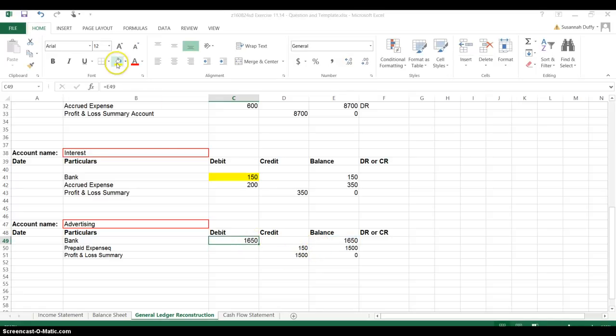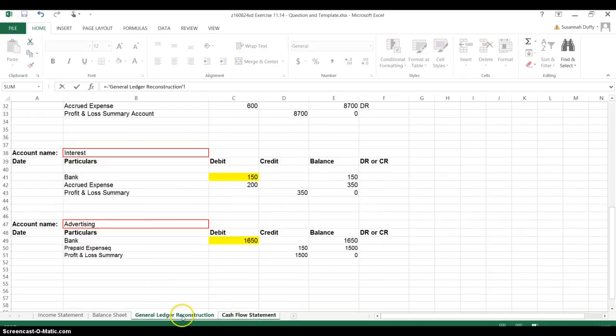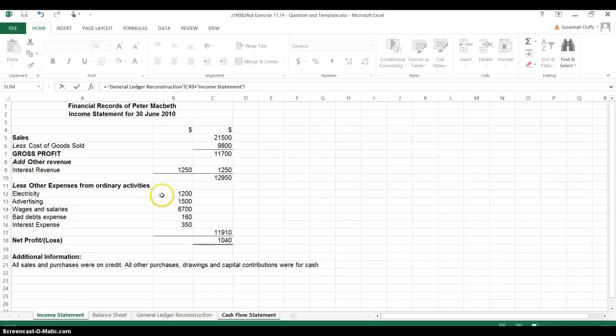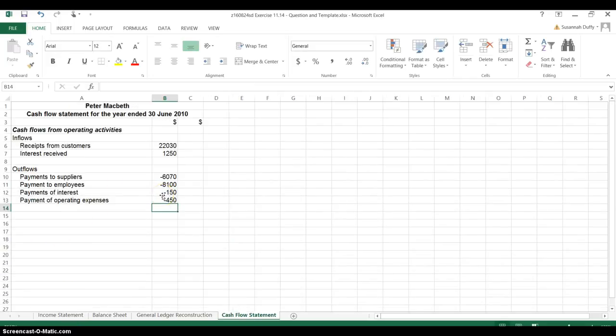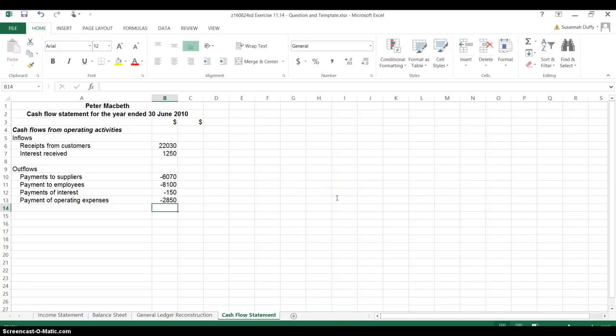$1,650. So that's the figure that you're going to put into your cash flow statement over here as part of operating expenses. Now you'll still have to add the other one from the income statement. So we'll select that, say plus, go over to our income statement and find that electricity wage. Enter. Negative. So make sure if you use that negative symbol that you put in your brackets correctly. Okay. And that's all we need to do for operating activities.